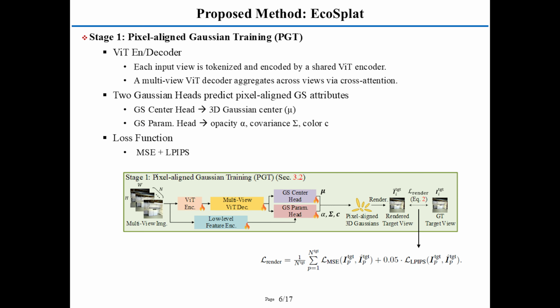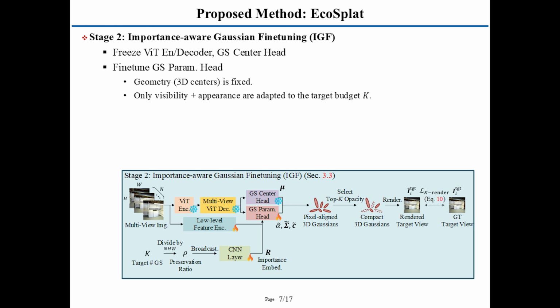In the first stage, PGT uses a shared ViT encoder and multi-view decoder to aggregate information across input views, and then predicts pixel-aligned Gaussian attributes through separate center and parameter heads using a simple rendering loss. In the second stage, IGF freezes the geometry-related components and fine-tunes only the Gaussian parameter head, so that visibility and appearance are adapted to the target budget K while selecting the most important top K Gaussians for compact rendering.